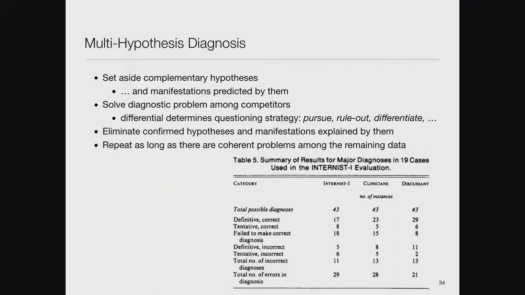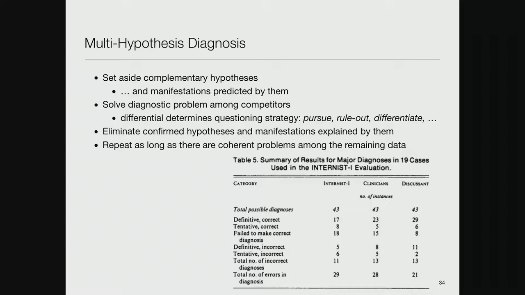Then there are different questioning strategies. Depending on the scores, if one of those diseases has a very high score and the others have relatively low scores, you would choose a pursue strategy that says, I'm interested in asking questions that will more likely convince me of the correctness of that leading hypothesis.